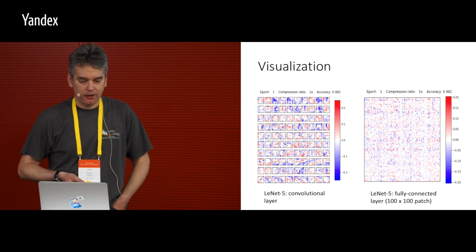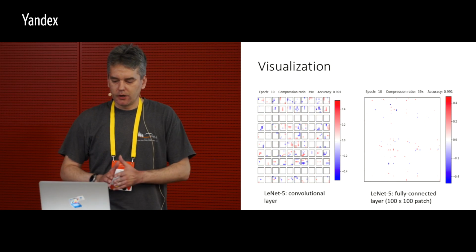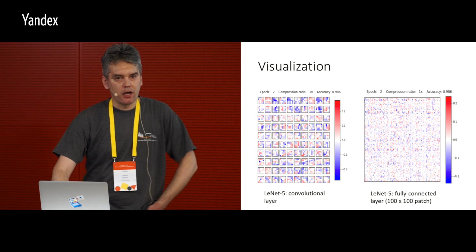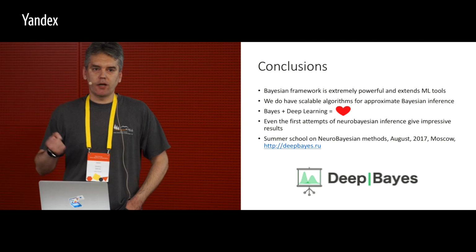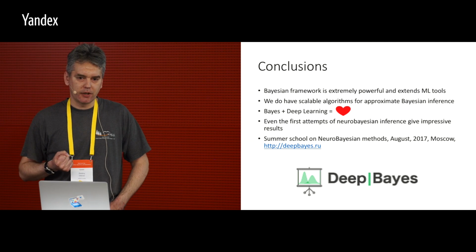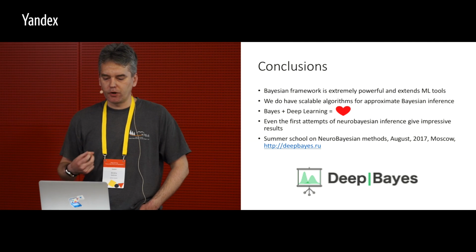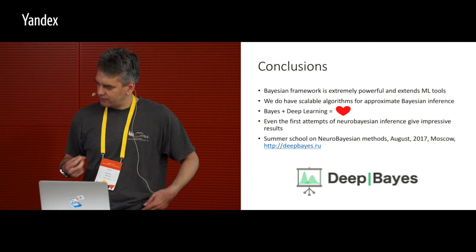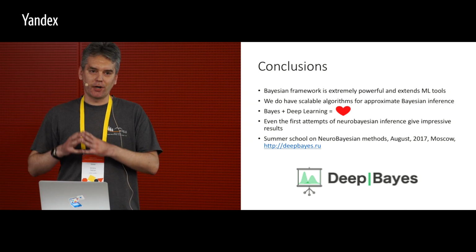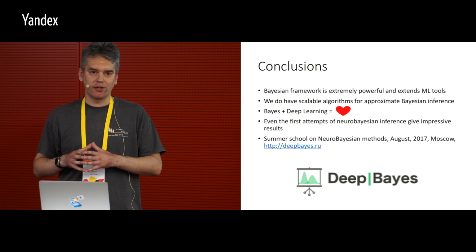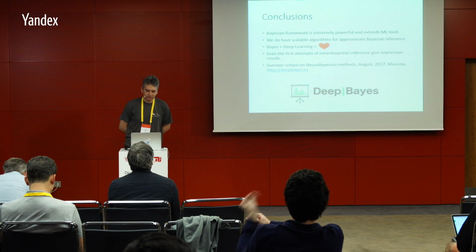Probably this is all I wanted to say, and this is where I will conclude. To conclude, the Bayesian framework is a quite powerful tool, and now we know how to scale it up and apply it to large-scale machine learning problems. Even the first attempts of marrying the Bayesian framework with DNNs already lead to quite surprising and interesting results, and probably many more to come in the next years. Thank you.